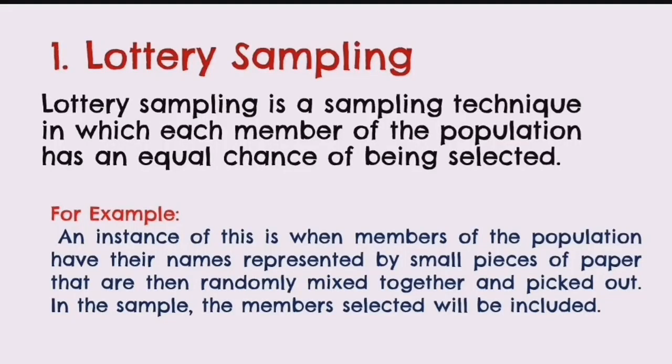Lottery sampling. Lottery sampling is a sampling technique in which each member of the population has an equal chance of being selected. For example, it is when members of the population have their names represented by small pieces of paper that are then randomly mixed together and picked out. In the sample, the members selected will be included.